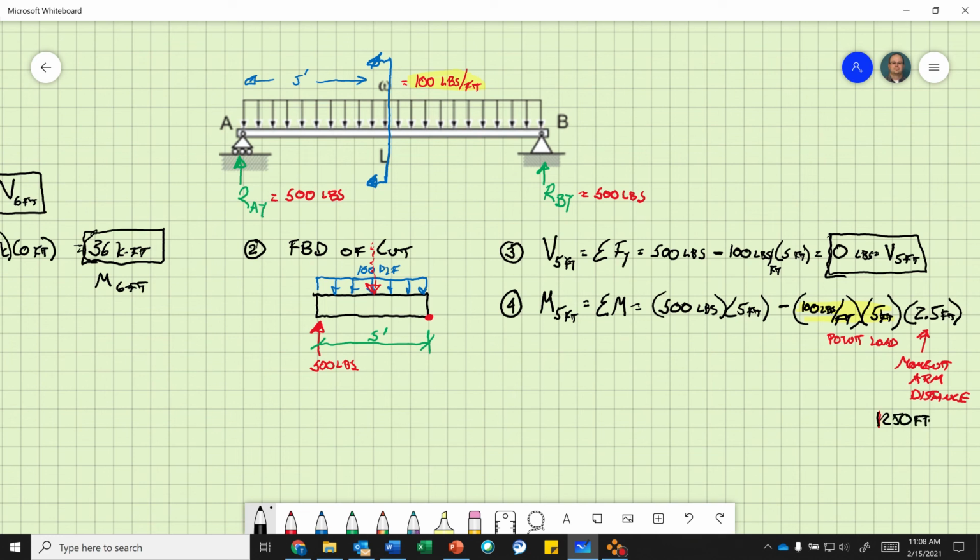1250 foot-pounds. That is my moment at 5 feet over. Okay. All right. So different examples.